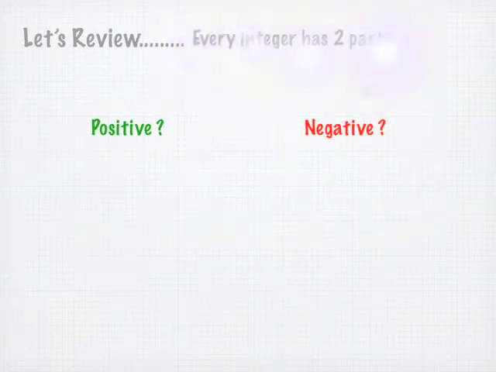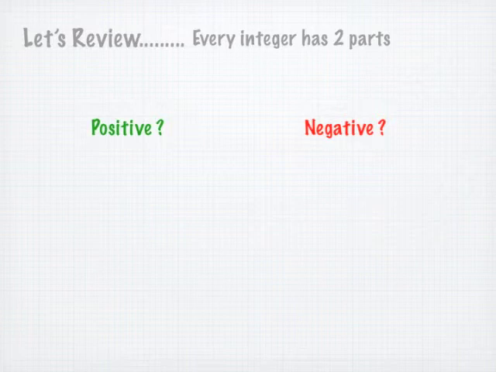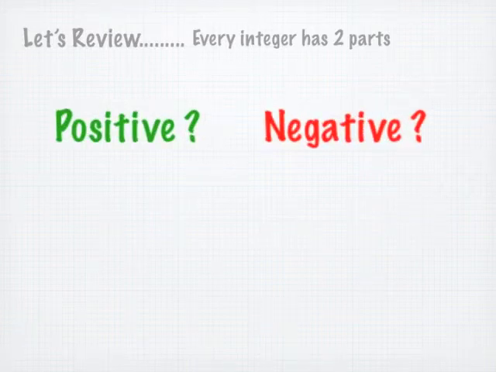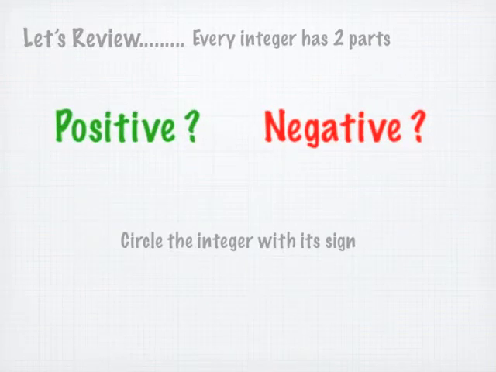Let's review. Before working pre-algebra problems, remember every integer has two parts. You must recognize whether it is positive or negative by circling the integer with its sign. When you do this, you are adding another layer of meaning to help you understand how to solve a problem, which we will do next time.